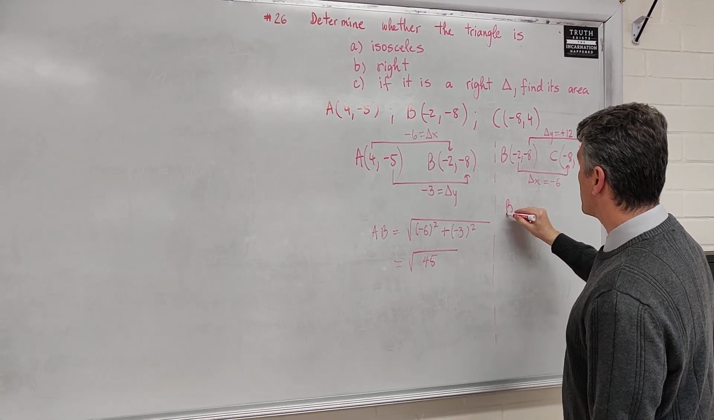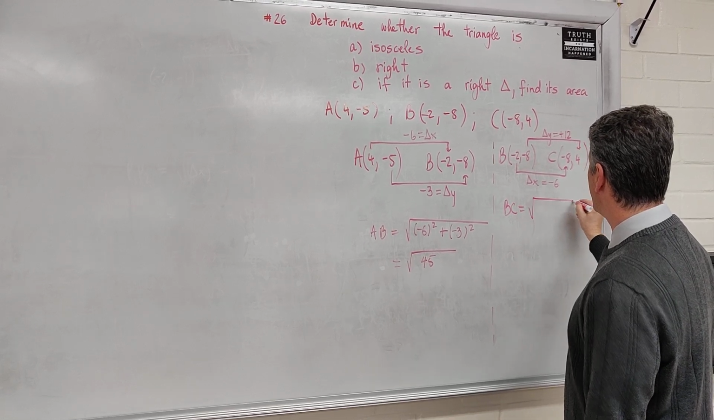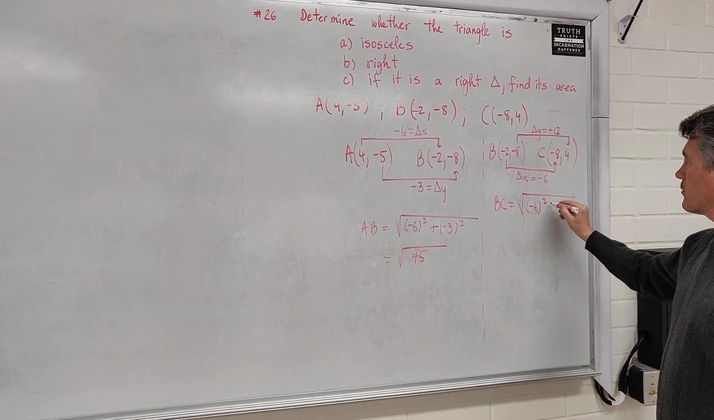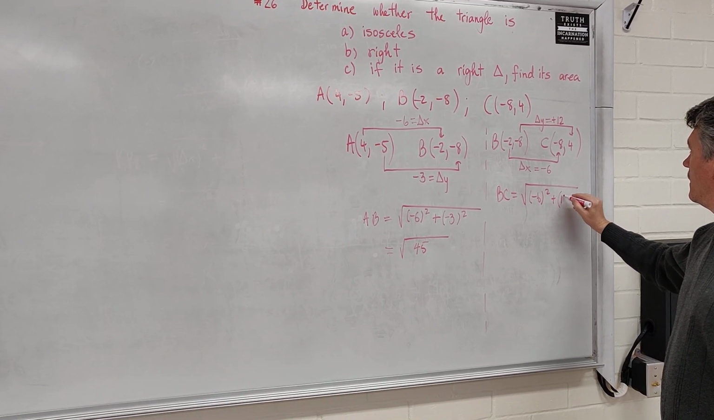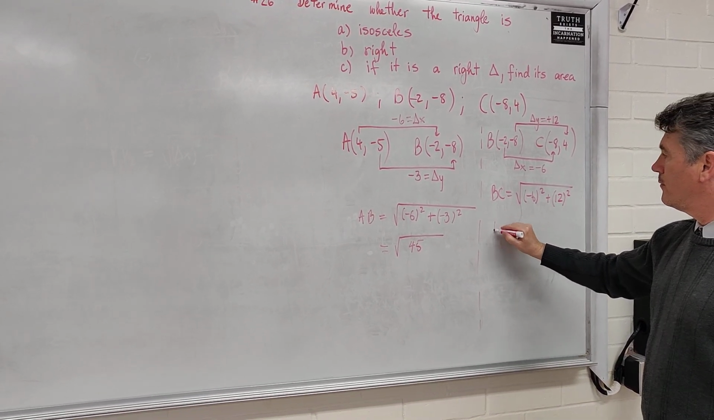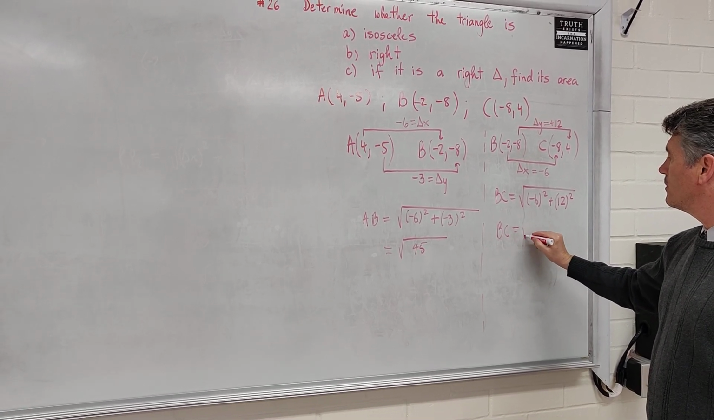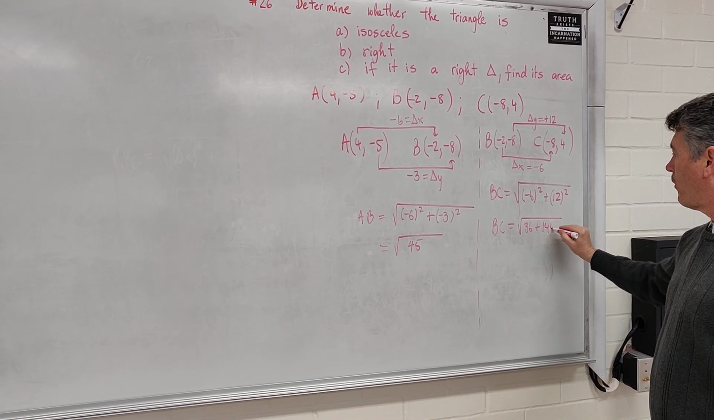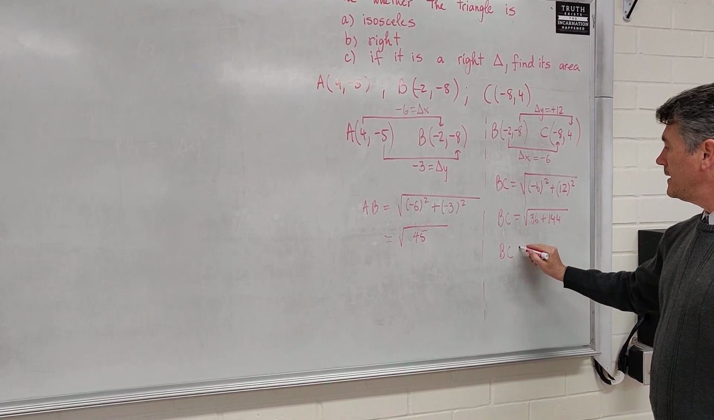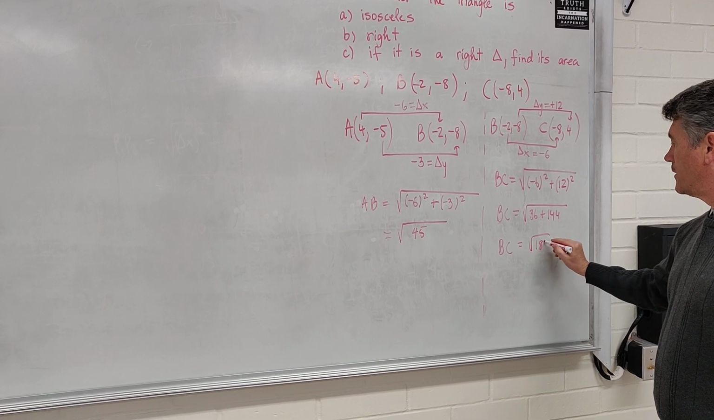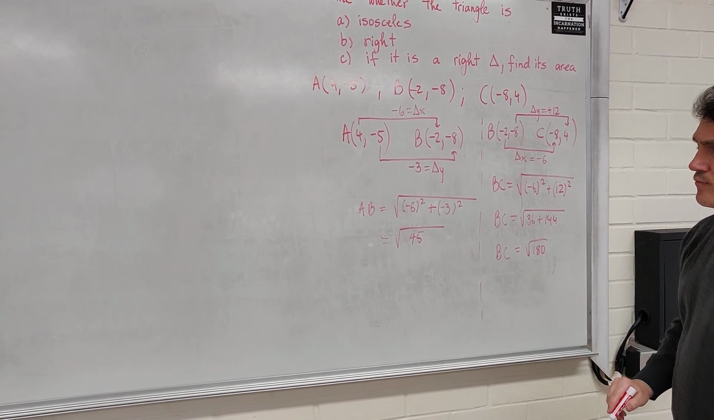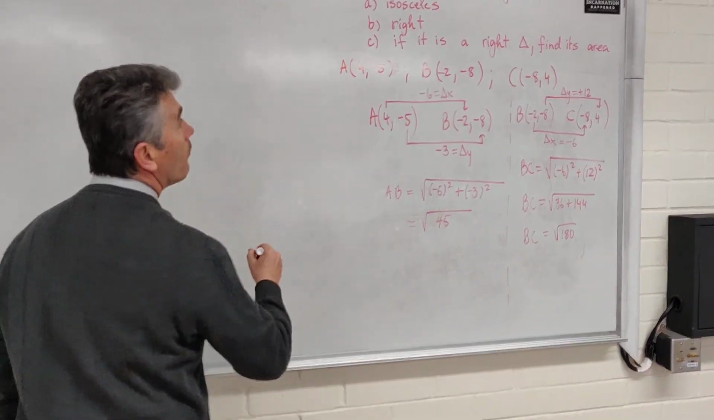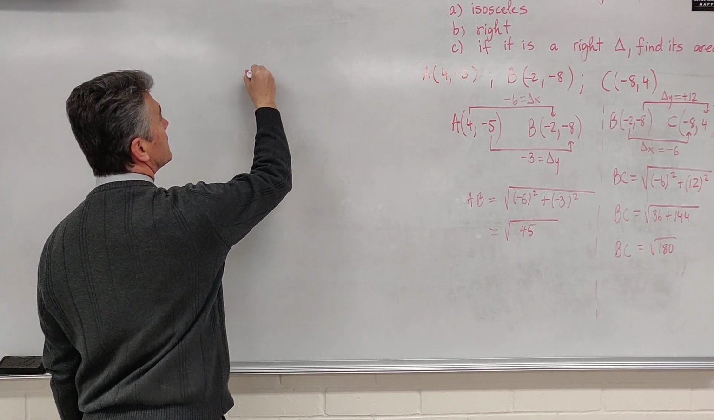To find the length of segment BC, you apply the Pythagorean theorem and you get negative 6 squared plus 12 squared. BC is equal to the square root of 36 plus 144. BC is equal to the square root of 108. We have to find one more side. That is, we need to find the length of segment AC.